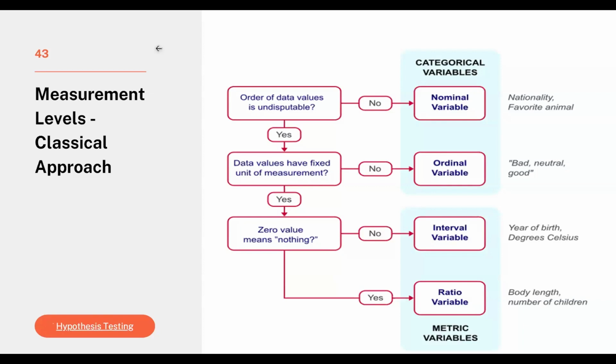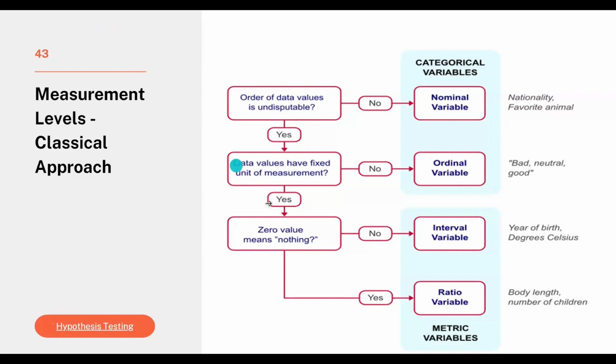For example, in temperature, Celsius or Fahrenheit, the interval between 10 degrees Celsius and 20 degrees Celsius is the same as the interval between 20 degrees Celsius and 30 degrees Celsius, which is 10, right? But 0 degrees Celsius does not mean the absence of temperature. It's just a point on the scale, not an absolute zero value. These kinds of variables come under interval variables.